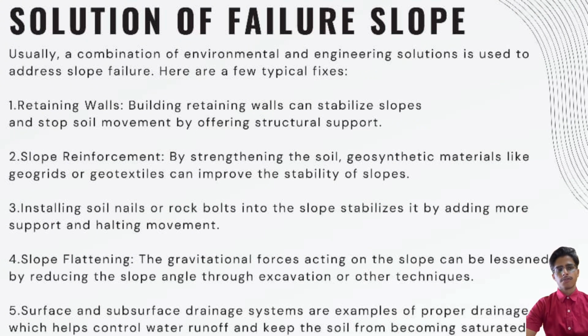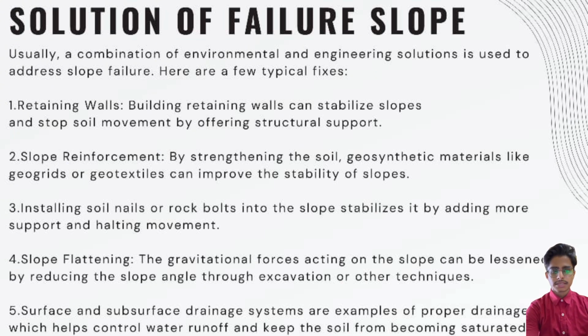The solution of failure slope is usually a combination of environmental and engineering solutions used to address slope failure. Here are a few typical fixes. Number one would be retaining walls. Building retaining walls can stabilize slopes and stop soil movement by offering structural support. Number two would be slope reinforcement by strengthening the soil. Geosynthetic material like geogrid or geotextile can improve the stability of a slope.